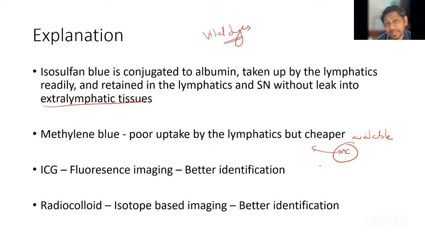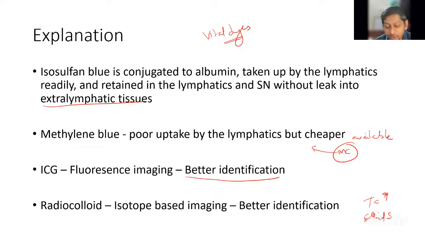ICG is a recent dye that has been approved. This is based on fluorescence imaging. Here again, this gives you a better identification as compared to methylene blue. And radiocolloid is basically isotope-based imaging. So we usually use technetium 99 colloid sulfur. This is what we use for radiocolloid imaging.